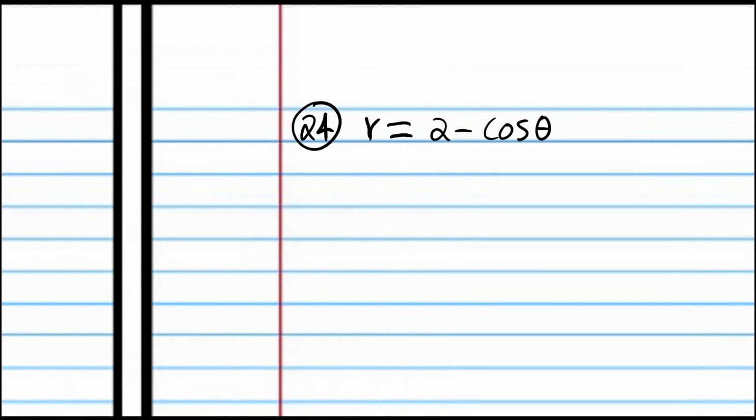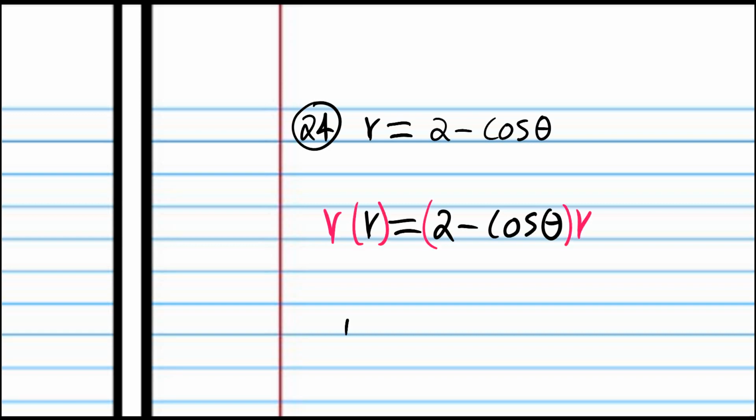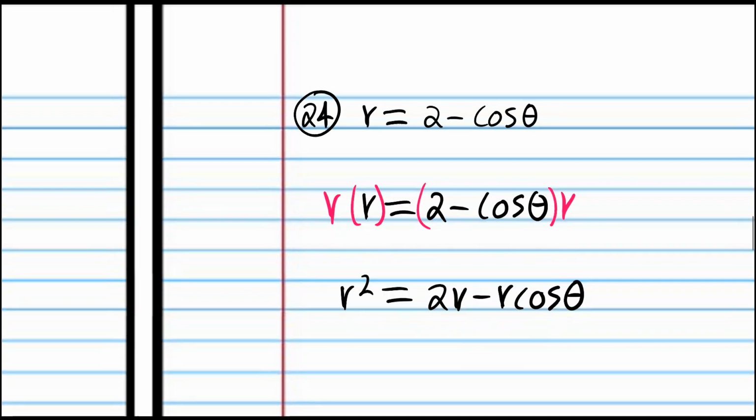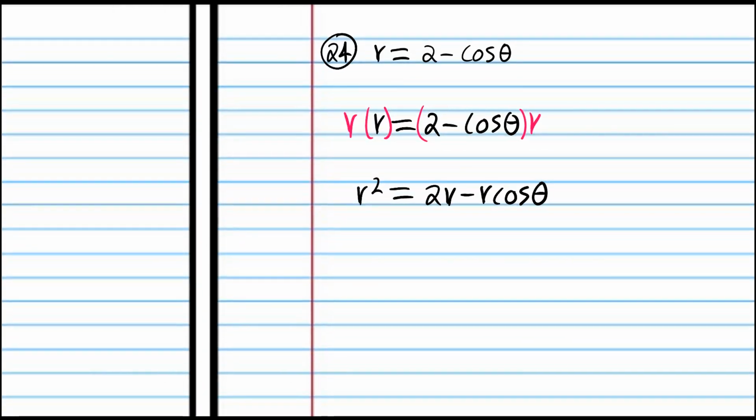Alright, we're back. So I'm going to rewrite the equation and multiply both sides by r. And we get r squared is equal to 2r minus r times cosine theta. Now the reason that makes things a lot easier is because we know that r squared is just x squared plus y squared, and we don't have to deal with the square root here.